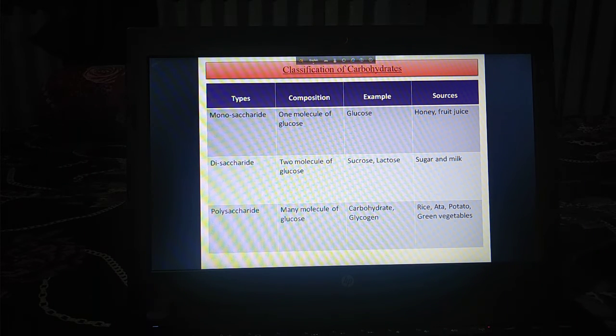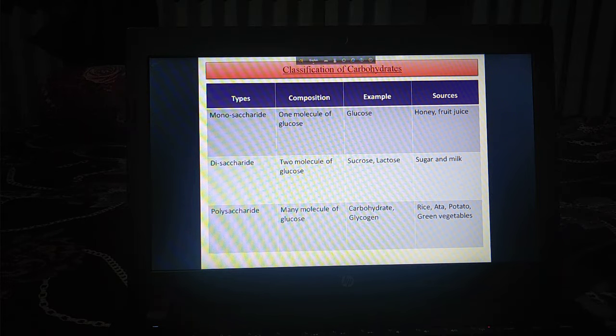Now classification of carbohydrates. Carbohydrates are mainly three types: monosaccharide, disaccharide and polysaccharide. First one, monosaccharide. Mono means one or single. The carbohydrate which consists of only one molecule of glucose is called monosaccharide. For example glucose, and the sources of glucose are honey and fruit juice.